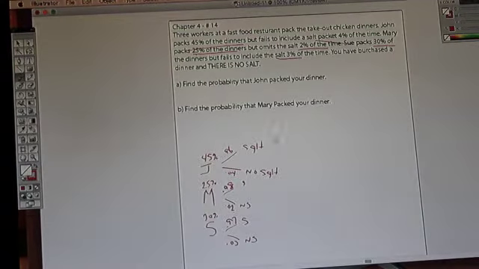Now in order to figure out the probability that John packed your dinner, you need to find the overall probability that there is no salt. So you multiply across here. You'll do 0.45 times 0.04 and you'll get the total probability that John did not pack your salt of 0.018. You do the same thing with Mary. 0.25 times 0.02 gives you 0.005. And then finally, Sue, we get 0.009.